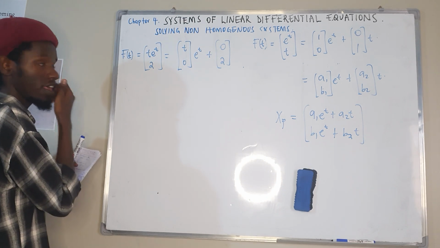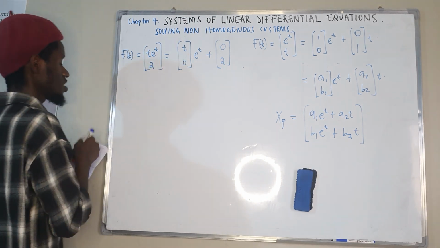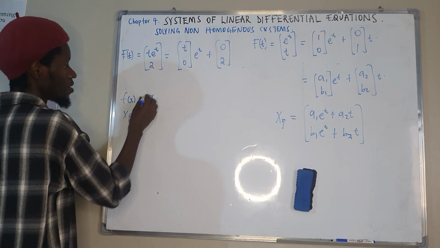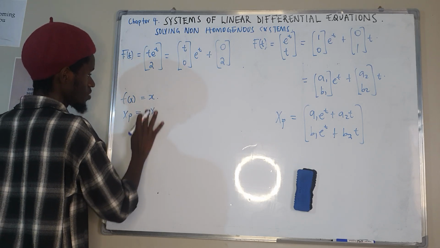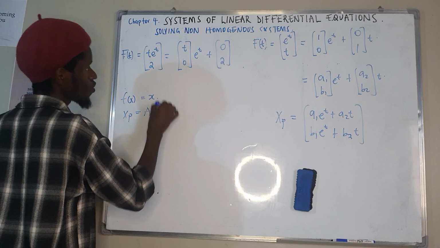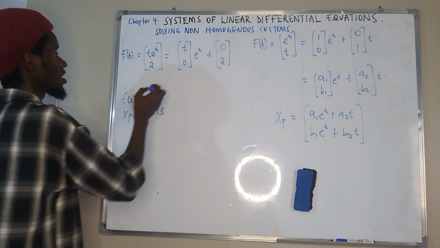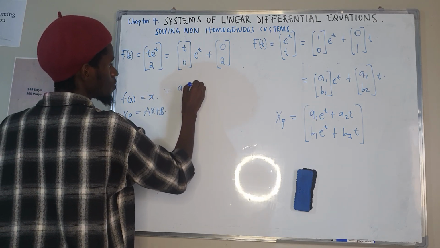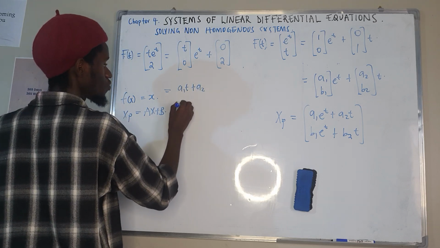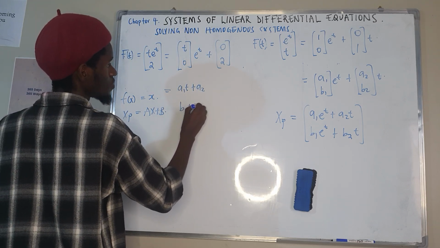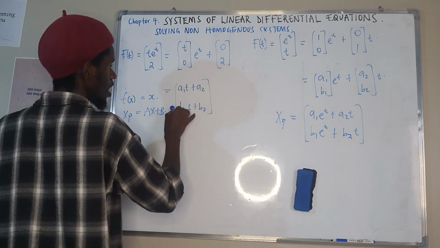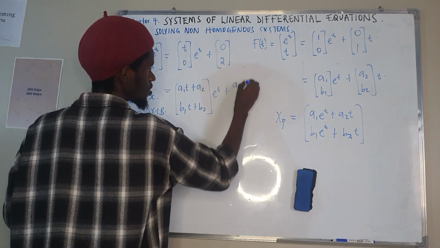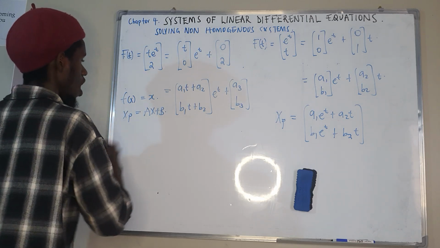Now remember, if I have a t here, what do I do? So say if my f of x was equal to x alone, I could say my xp could be ax. I could let my xp be ax plus b. Therefore, also here I have to let my x going to be a1 t plus a2. Then also I have to have the same thing, b1 t plus b2. The whole of this is under e power t, then plus here I have a3, then b3, because these are constants.